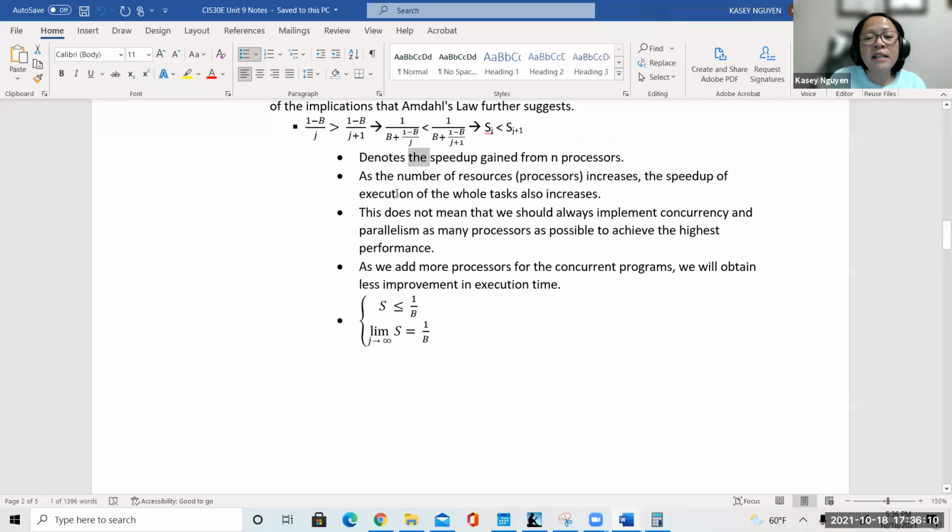So here we see that there's proof. It suggests that you can gain by putting in more processors. And as the processors increase, the speed of the execution of the whole task increases. However, it does not mean that it's continuous forever like that. There is a maximum limit in that it will not improve performance any more, even if we put in more processors. And so therefore, as we add more processors to a concurrent program, we would at one point reach the limitation and get less improvement for the execution time.